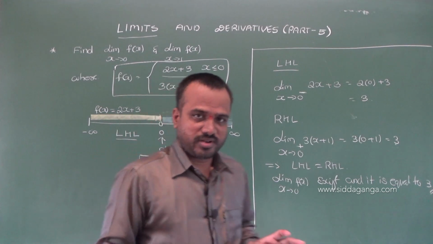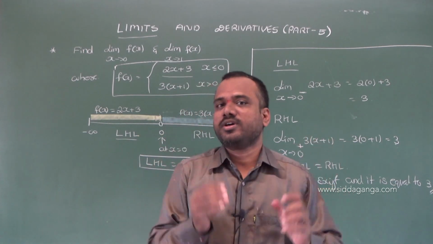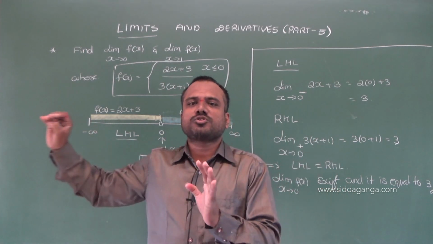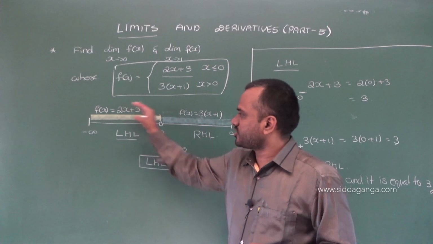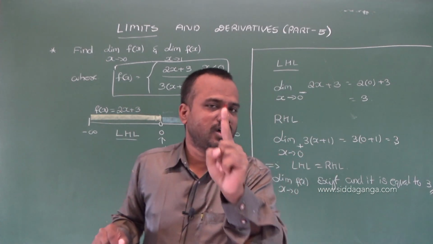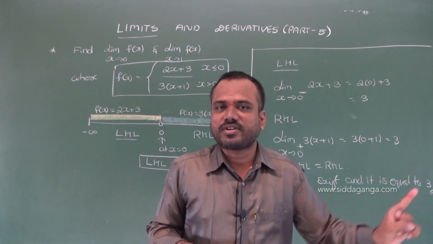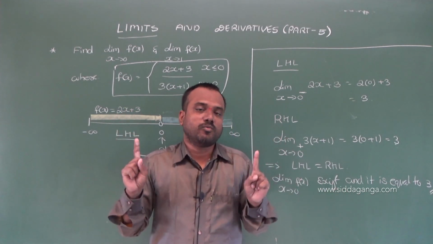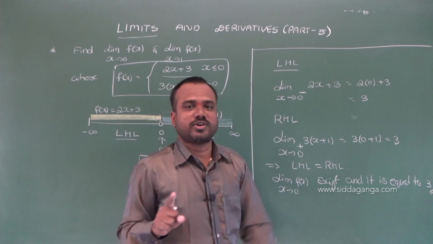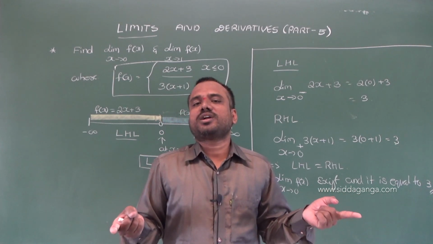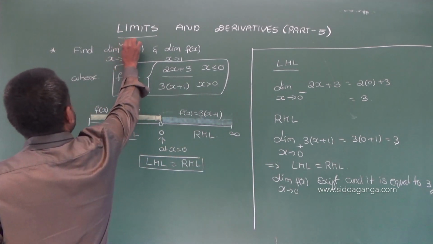Once again, I explain. When we are finding the left hand limit and right hand limit, for the particular domain, if you approach from the left side or from the right side, if the functions are different, in that case what we do? We find individually the left hand limit and right hand limit. The limit exists only when the left hand limit is equal to the right hand limit. In that case only the limit value exists. If the left hand limit is not equal to the right hand limit, the limit value does not exist. The first problem is over.